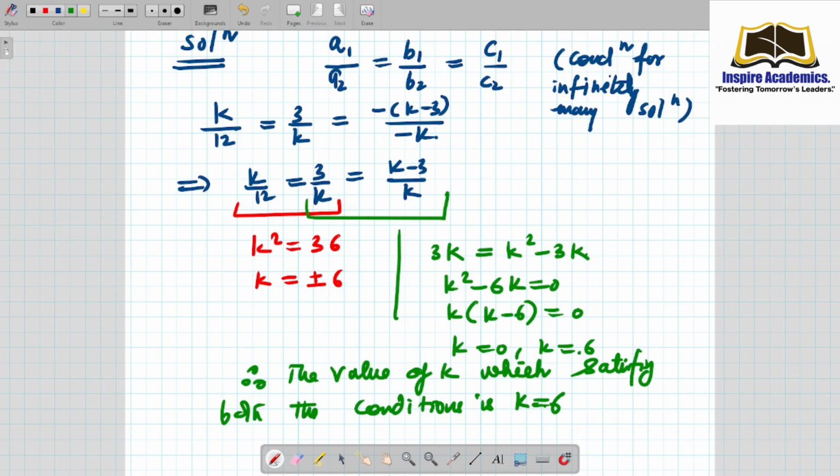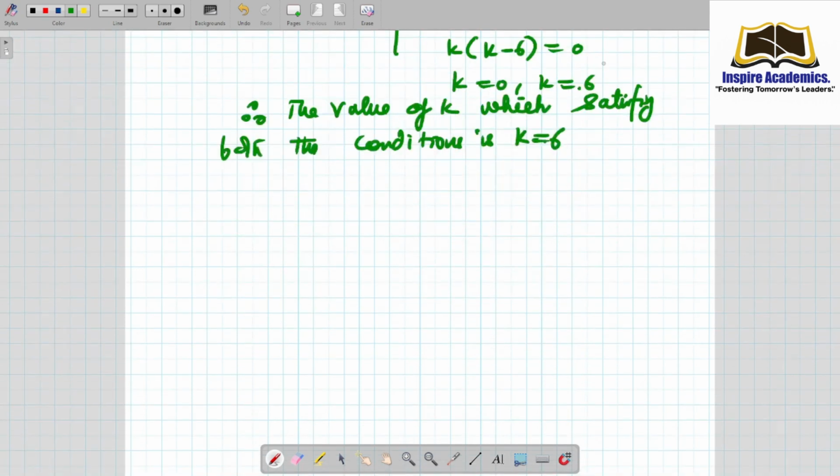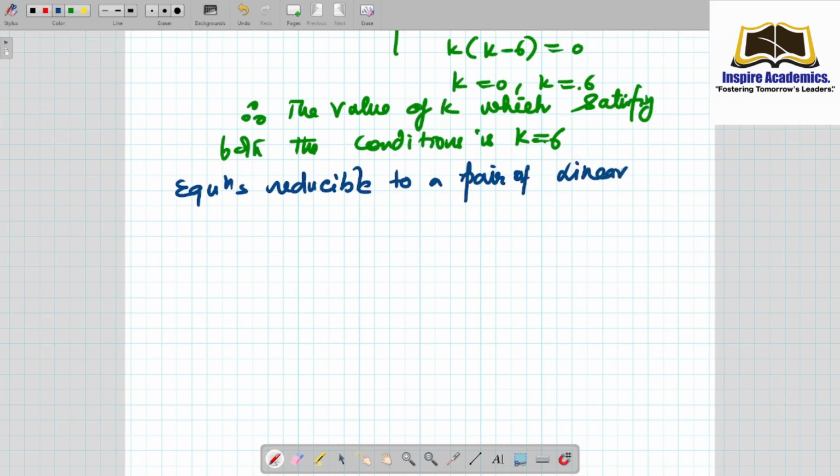Reducible equations reducible to pair of linear equations. Let us understand the concept. Equations reducible to a pair of linear equations in two variables.